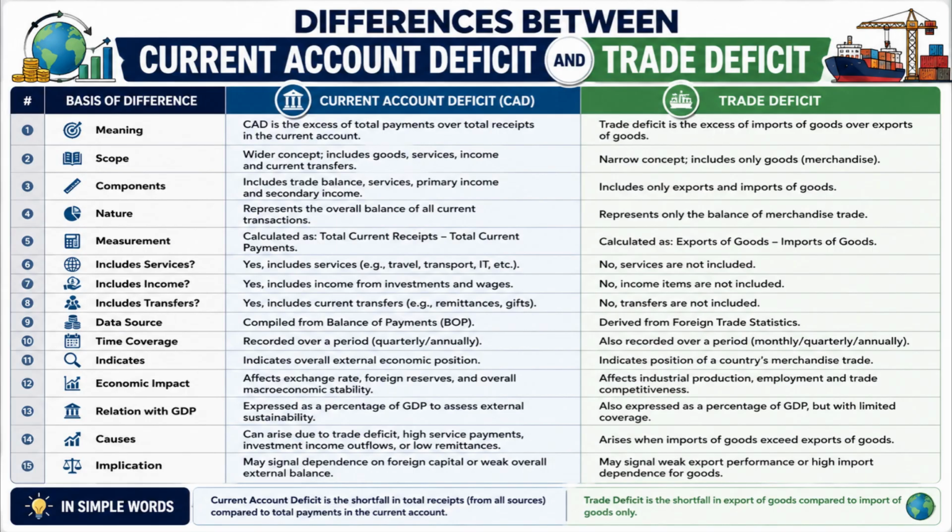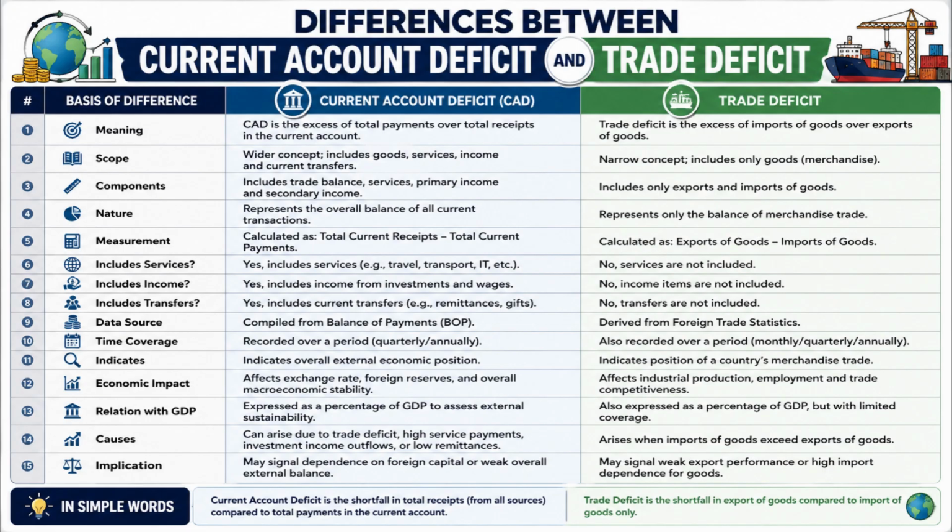Number 9. Current account deficit data is prepared from the balance of payments account, whereas trade deficit data is mainly taken from foreign trade statistics. Number 10. Current account deficit reflects the country's total external economic position, whereas trade deficit reflects only the country's goods trading position.